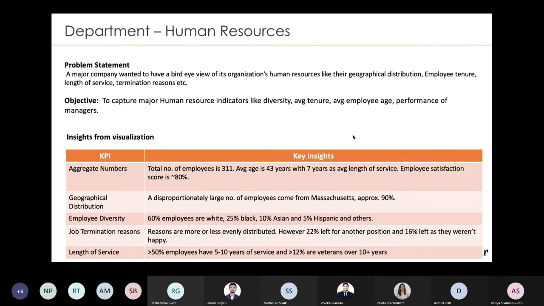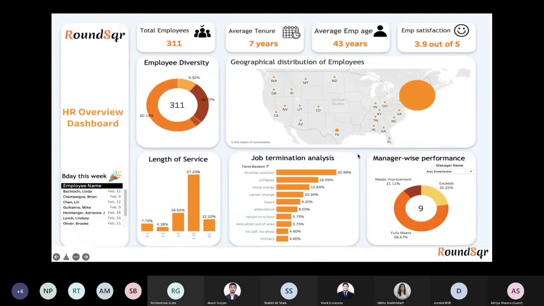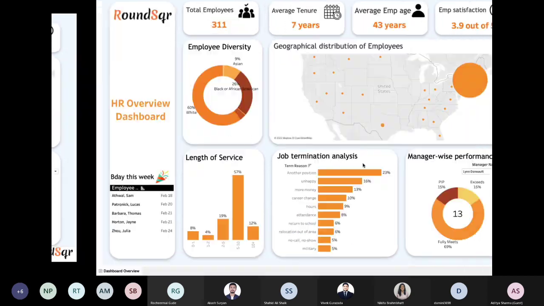So here the problem statement is that a major company's HR department would like to have a bird's eye view of its organizational employees, say for their geographical distribution, what the average employee tenure and length of service has been, and what the major termination reasons have been. So for this, we have made a visualization just like this. Let me show you the visualization here.